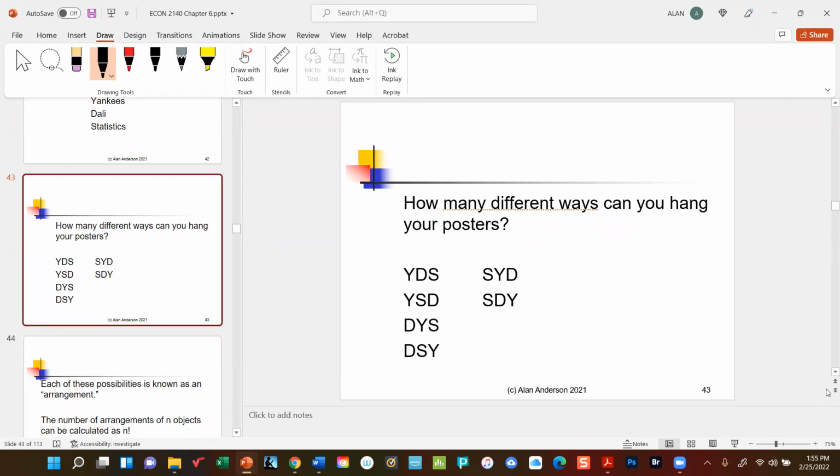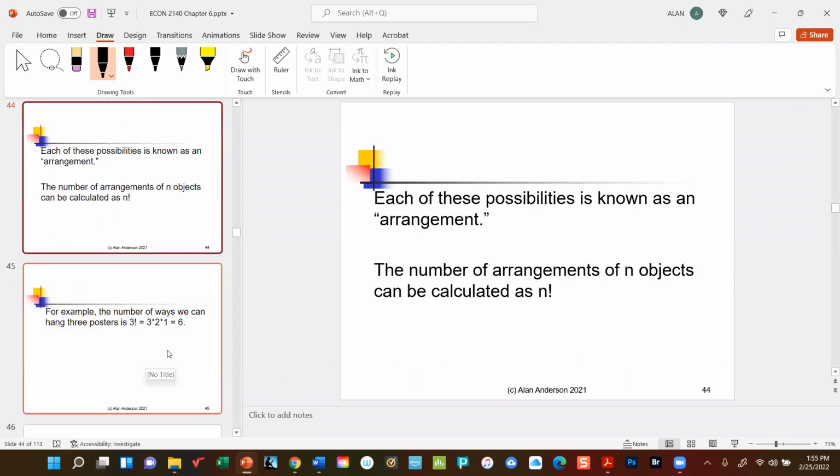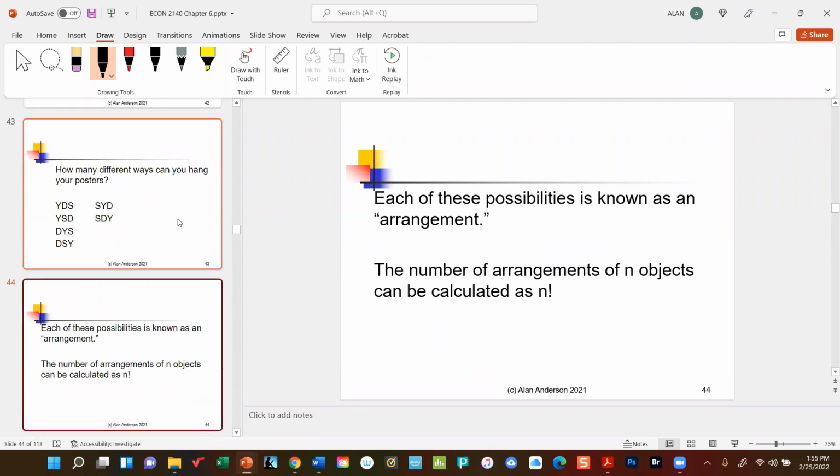That's it. We covered all the possibilities. So with 3 posters, there are 6 ways of hanging them. And in math, each of these ways that we hang the posters is known as an arrangement, because the only thing that changes from one to the next is the sequencing from left to right, or the order in which I hang them. Each one is known as an arrangement.